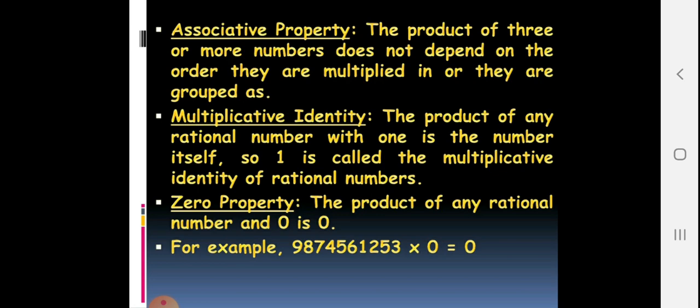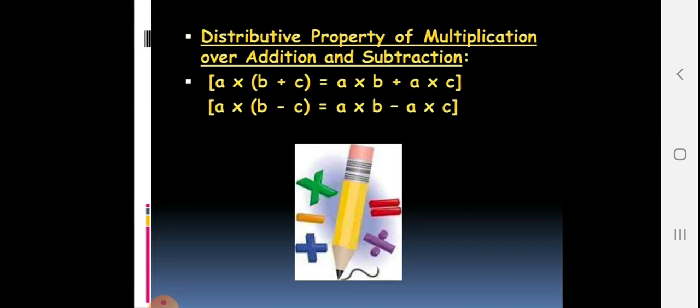0 property: the product of any rational number with 0 is always 0. Let's see an example. 1 upon 2 multiplied with 0 is 0. For example, you can see here the number which is given, 9874561253 into 0 results in 0.